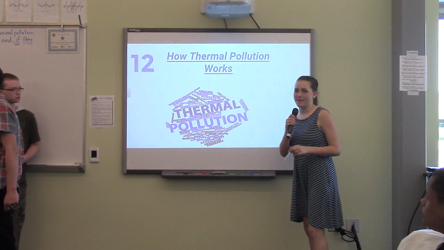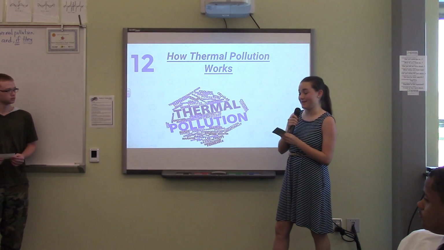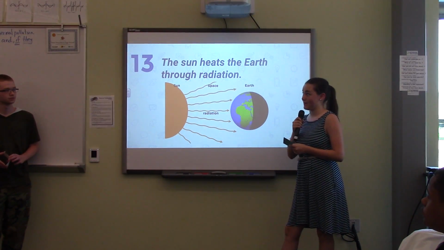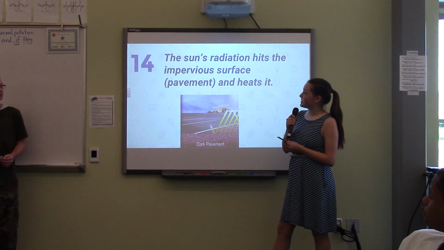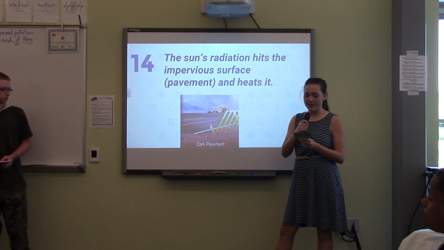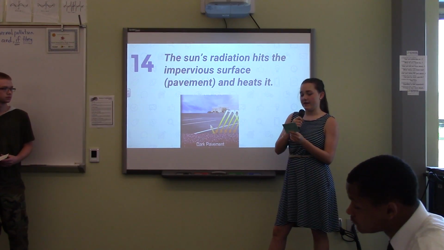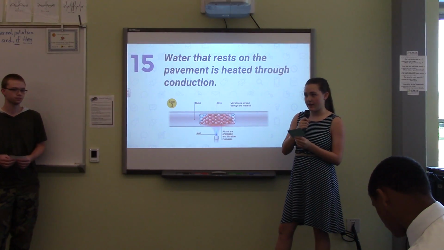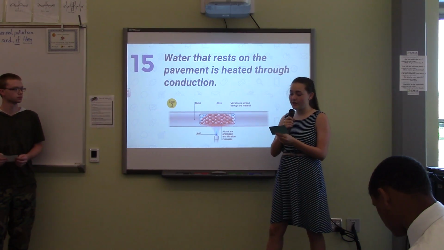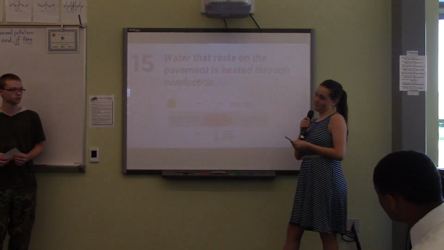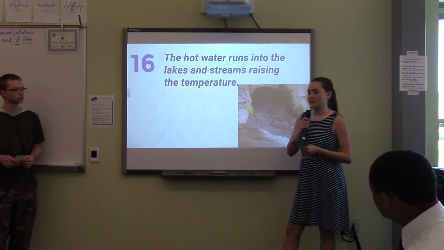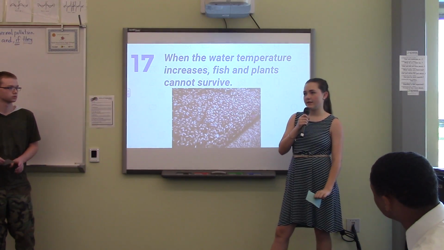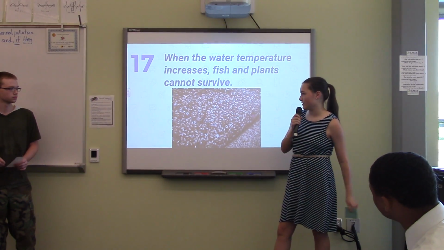And thermal pollution is one of the effects of impervious surfaces, and I'm going to talk about the science behind thermal pollution. The sun heats the earth through radiation, and radiation is a transfer of heat through electromagnetic waves. And the sun's radiation hits impervious surfaces like pavement and heats it up, and dark pavement absorbs more heat than lighter pavements or other types of impervious surfaces. And since water doesn't have anywhere to go and it can't flow through the pavement, it sits there and is heated by conduction, which is the transfer of heat through direct contact. And the hot water then runs off into the lakes and streams, increasing the temperature of them. And when the water temperature increases, fish and plants aren't used to that, so they start to die and they can clog up rivers like that.